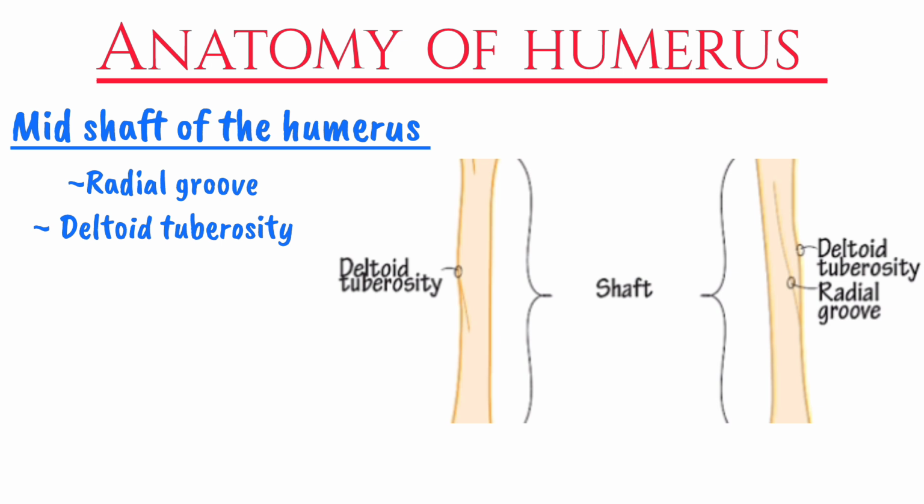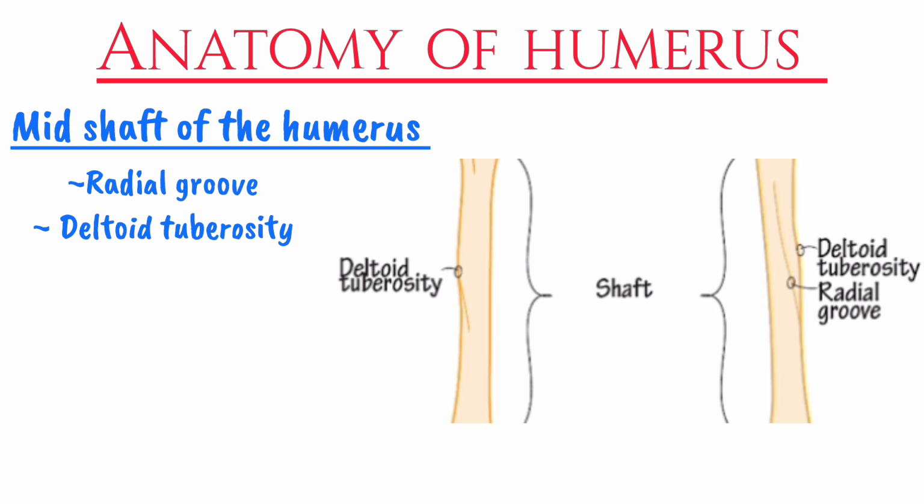Now, over to the deltoid tuberosity. It is a roughened area on the lateral shaft of the humerus. It serves as point of attachment for the deltoid muscle. Now you see its name, deltoid tuberosity. It serves as a point of attachment for the deltoid muscle. So that is it for the mid-shaft of the humerus.